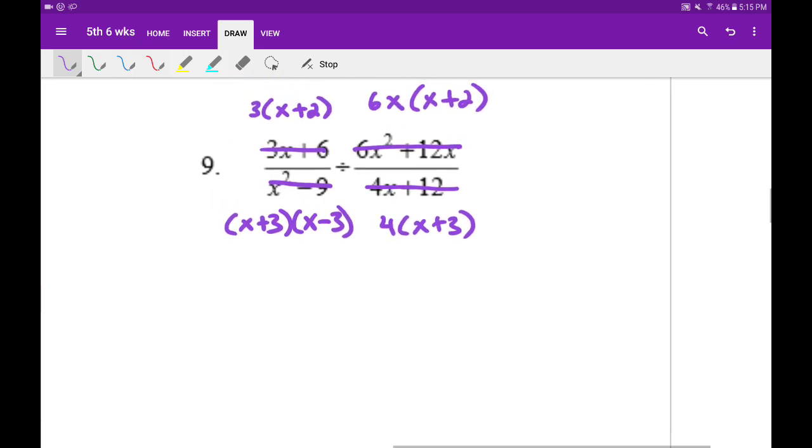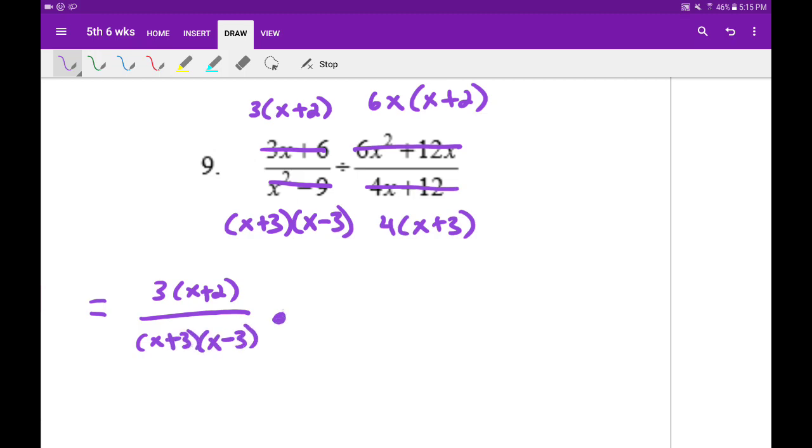Okay, for dividing, we've got to change divide to multiply and flip the fraction on the right side, or on the bottom. So I'm going to rewrite these as their factors: x plus 3, x minus 3. Change divide to multiply. I'm going to put the 4 times x plus 3 on top, we're just going to flip it, and then the 6x times x plus 2 on bottom.